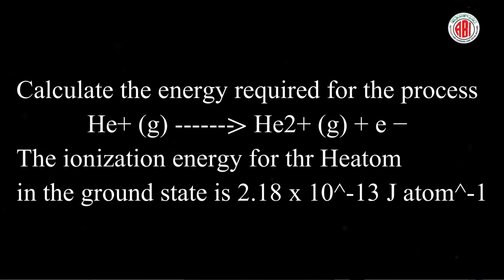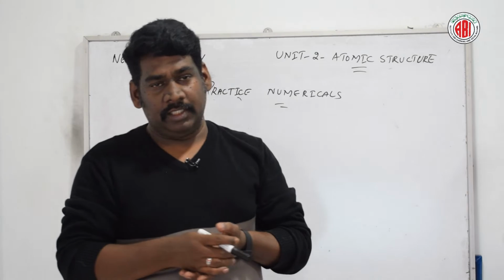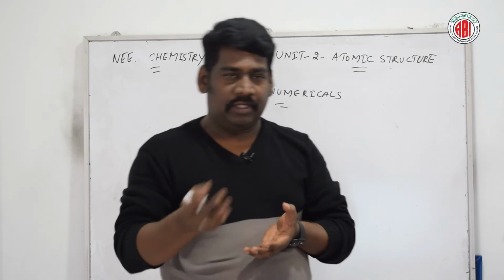Let us see the next question, that is calculate the energy required for the process. Here an equation given, helium in the gaseous state, which gives helium 2 plus electron, okay. So here the ionization energy for the hydrogen atom in the ground state, that is given 2.18 into 10 to the power of minus 18 joule per atom. Let us see how to solve this problem.